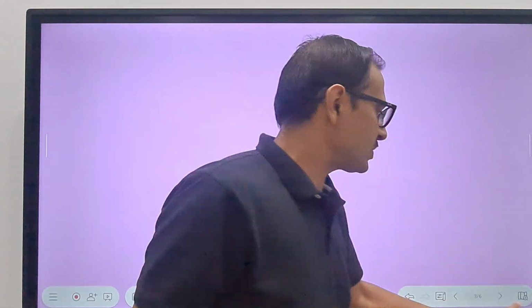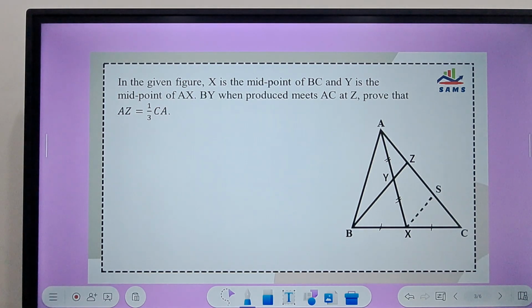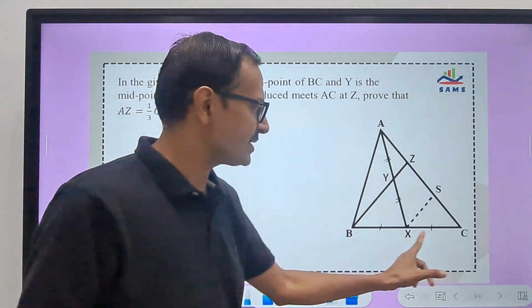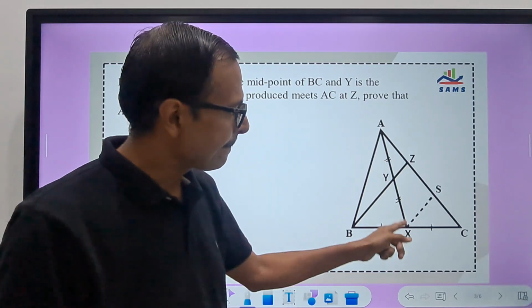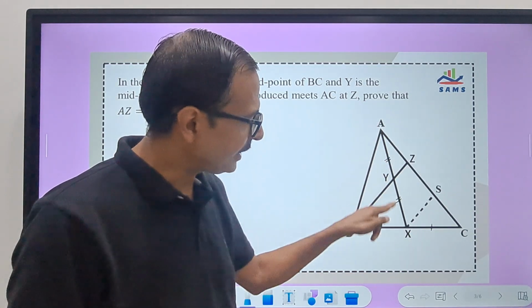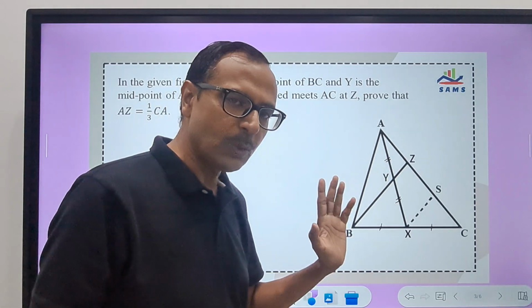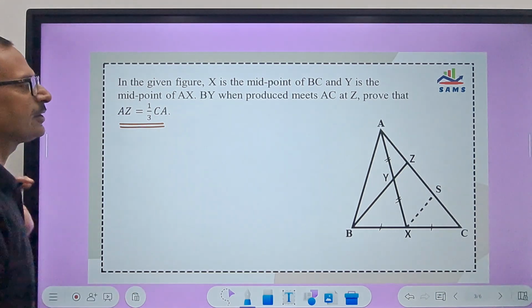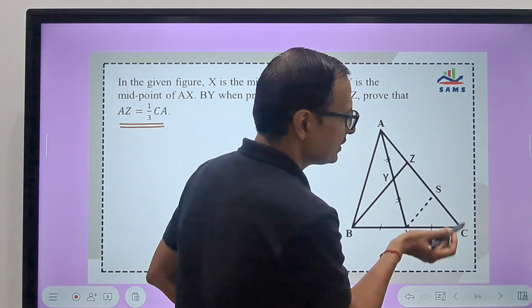Okay, let's see the first question now based on the BPT, the basic proportionality theorem. So you can see here there is a figure where X is the midpoint of this side BC. So these two are equal, and we have joined AX, and Y is the midpoint of AX. So we have labeled it here, AY and YX are equal. So we need to prove that AZ is 1/3 of CA. So this part AZ is 1/3 of CA.